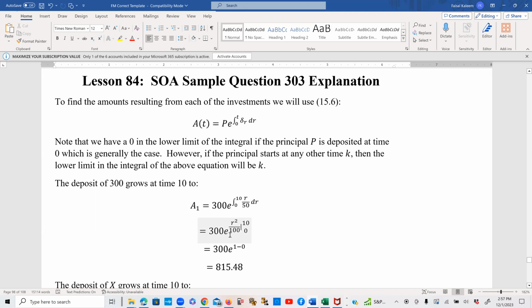And so we have 300 e to the power r squared by 100, from 0 to 10. When we substitute r equals 10, 10 squared is 100, 100 by 100 is 1, and the lower limit is 0. So we get 300 e to the power 1 minus 0, which is 815.48. So this is what the 300 grows to from time 0 to time 10.